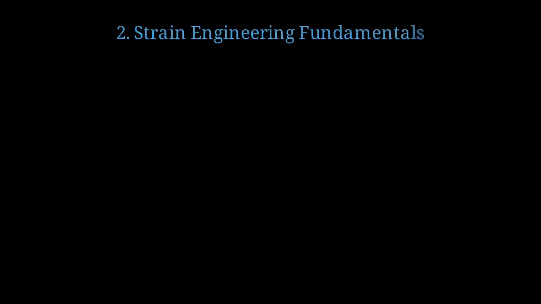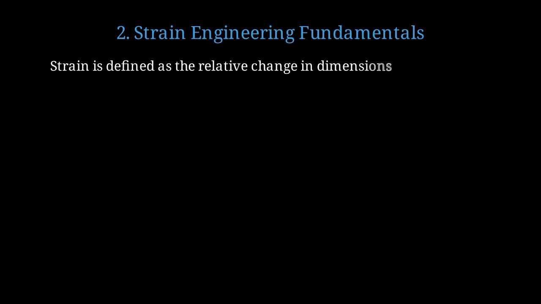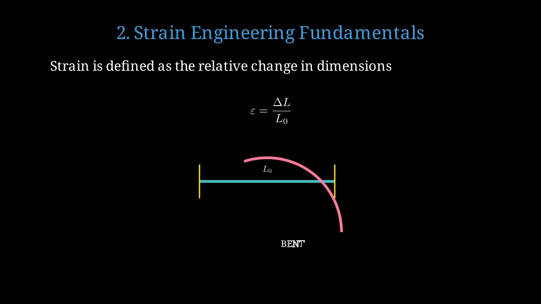Let's understand the fundamental physics of strain at the nanoscale. Strain measures how much a material deforms relative to its original size. Strain epsilon equals the change in length divided by the original length. This dimensionless quantity captures the extent of deformation. When we bend a nanomaterial, the outer surface experiences tensile strain, while the inner surface experiences compressive strain.